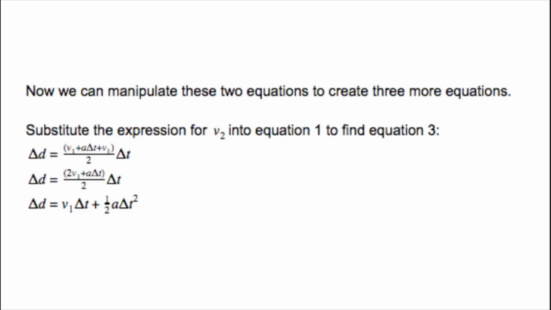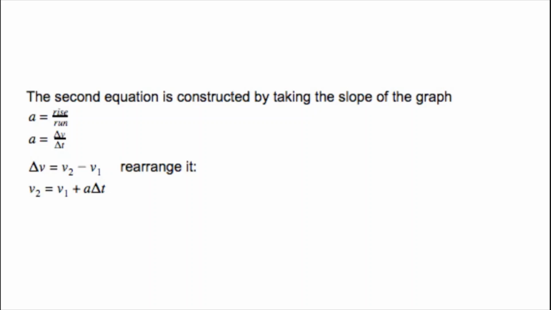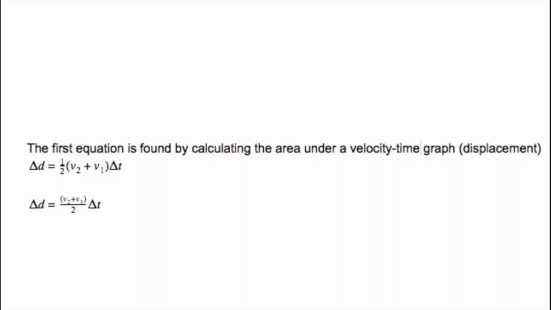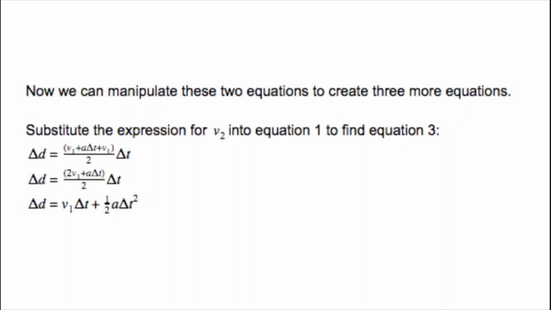Now we can manipulate the previous 2 equations to create 3 more equations. Substitute the expression for v2 into equation 1 to find equation 3. Again, the expression for v2 is v1 plus at. If you substitute it into the first equation, you get delta d equals (v1 plus a delta t plus v1) divided by 2, everything multiplied by delta t. And that turns out to give you displacement equals initial velocity multiplied by the time plus 1/2 the acceleration multiplied by the time squared.